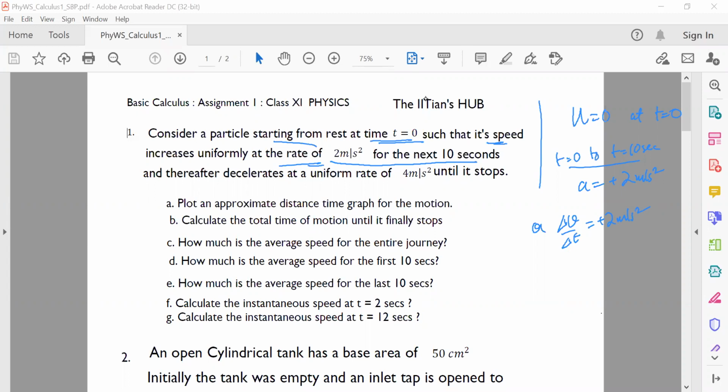And then after that, what is happening? It's saying that thereafter it decreases at a uniform rate. So when time becomes greater than 10 seconds, the acceleration will change to a deceleration. So it will become minus. Or we can say that delta v by delta t will become minus 4 meters per second square till it stops.